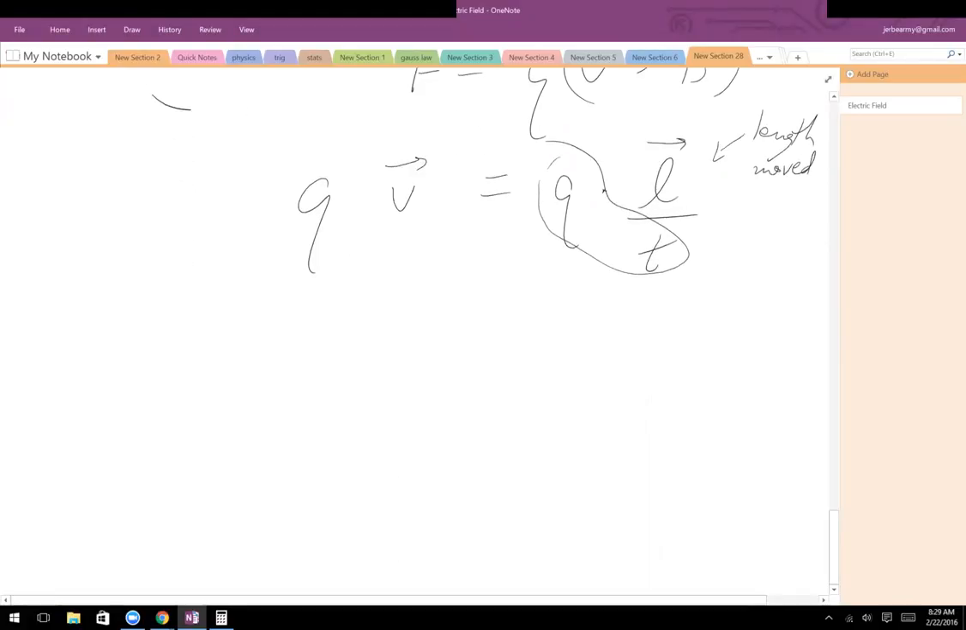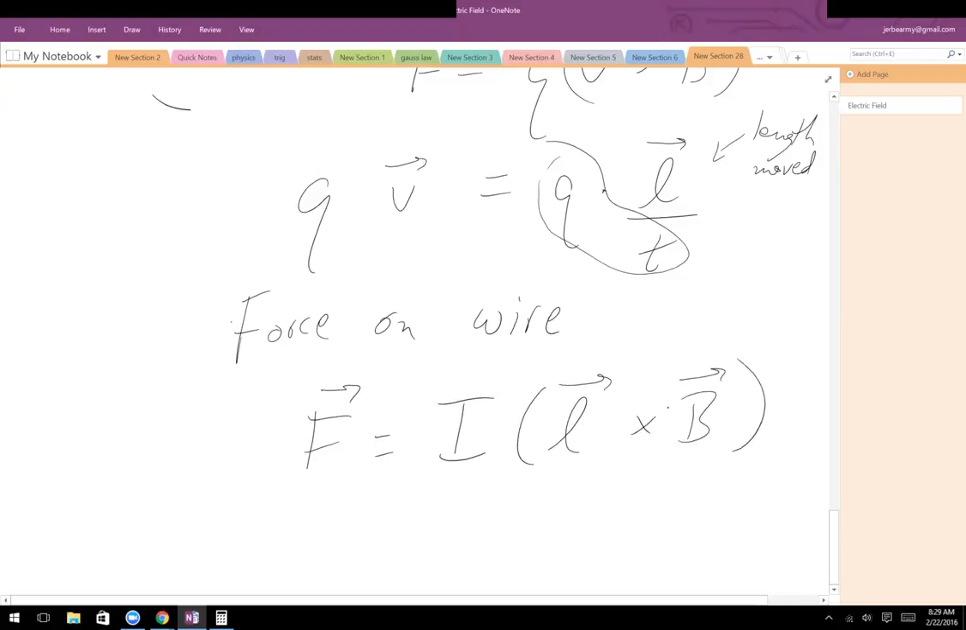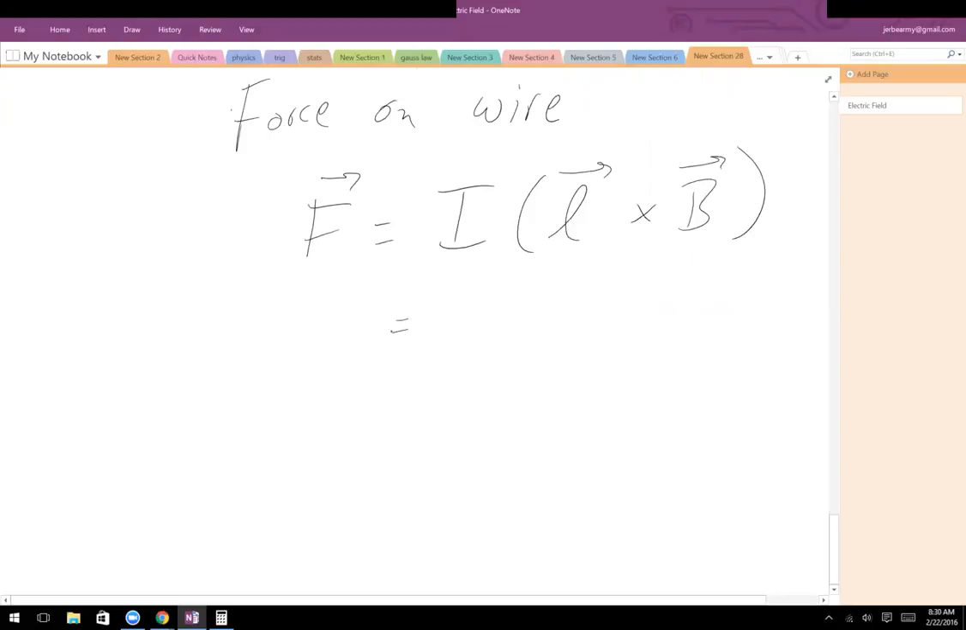So if you have force on a wire, it's just going to be, well, do the current, and then instead of V, do the actual length of wire, across B. So for college physics purposes, this is going to be I L B sine of the angle between the wire and the magnetic field.